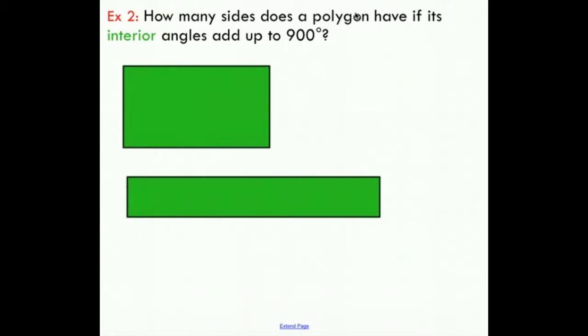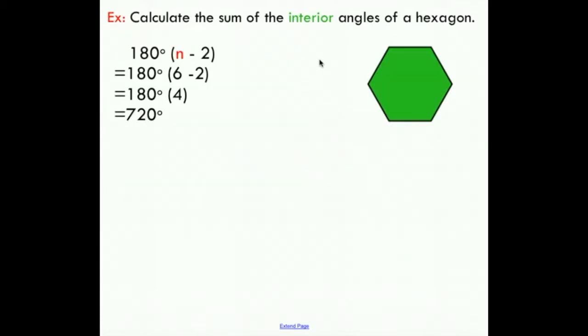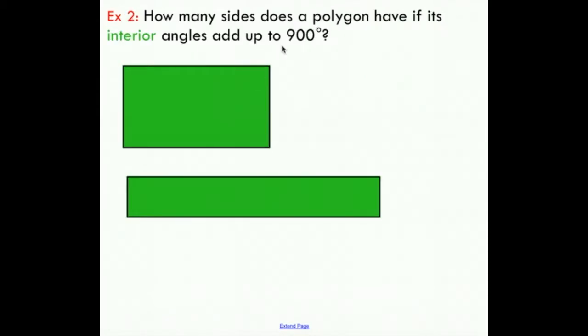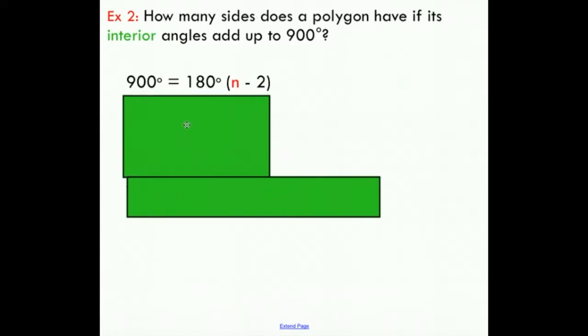How many sides does the polygon have if its interior angles add up to 900 degrees? We're being given the sum of our interior angles. Remember in the last example, we were finding the sum. So we're given the sum, and we are being asked how many sides the polygon has. In this case, we're actually going to be rearranging this formula and solving for the number of sides.